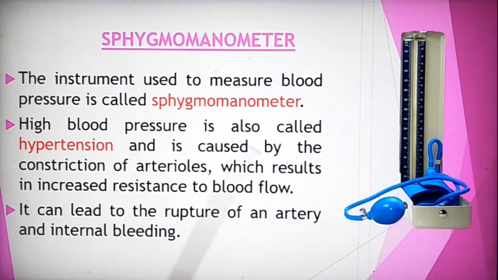High blood pressure is called hypertension. When hypertension or high blood pressure is there, it can lead to the rupture or bursting of an artery and result in what? Internal bleeding. Now you can observe the video of how the human heart works. Just watch it.